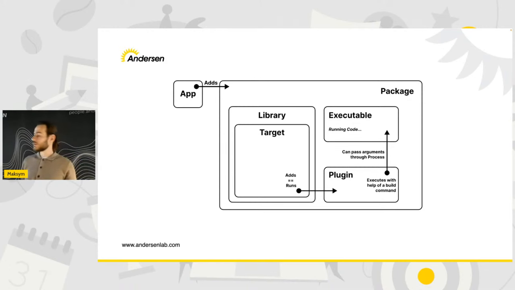Once the plugin is added to a target, then you need some kind of executable, which is to be executed by this particular plugin. As you can see in the plugin section, it executes with the help of a build command. And then, as you can see on the side of the arrow, it can pass arguments through a process. So you can pass some kind of arguments from the plugin to the executable through that global process variable. And the executable is going to be running some code for you, and this code can even depend on those arguments which are being passed.